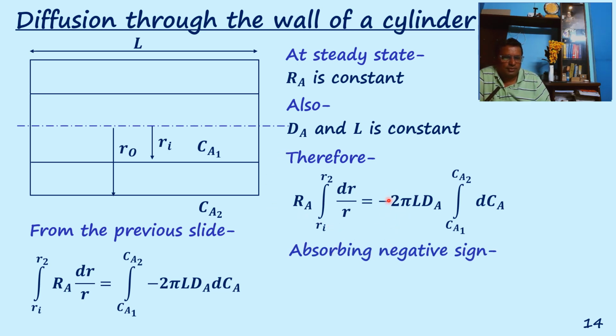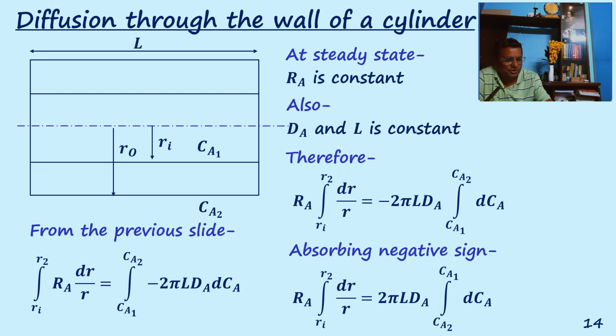Now as was done in the previous case, we will absorb the negative sign, and we will do that by interchanging the limits. Lower will become upper and upper will become lower. So it will be Ra integration from Ri to R2 dr upon r is equal to 2 pi L dA integration from Ca2 to Ca1 dCA. Sorry. So now we have changed the limits. Upper has now become the lower limit and lower limit has now become the upper limit. So in the next step we will be integrating it.